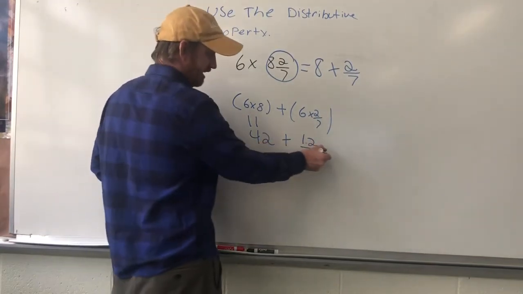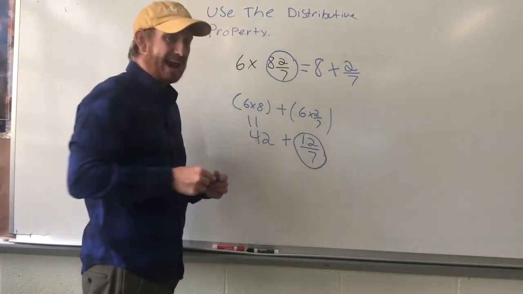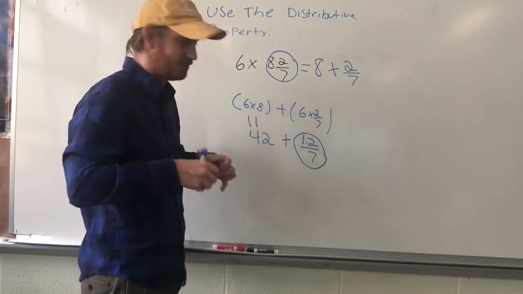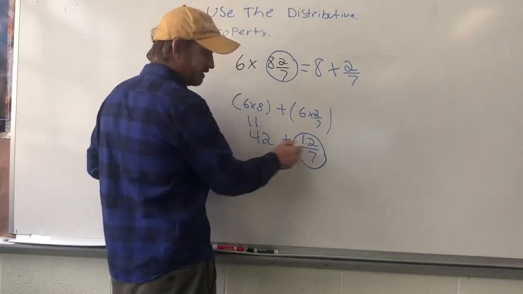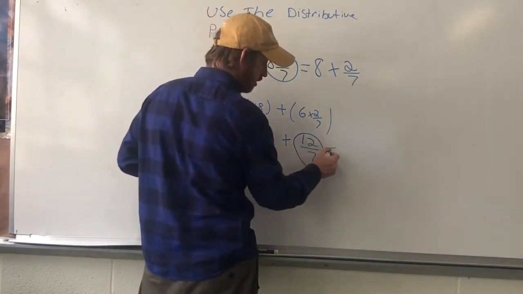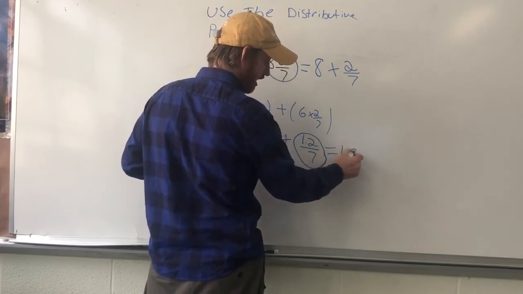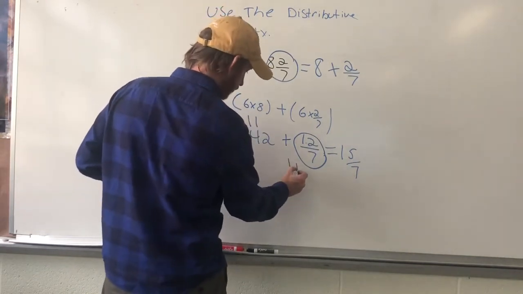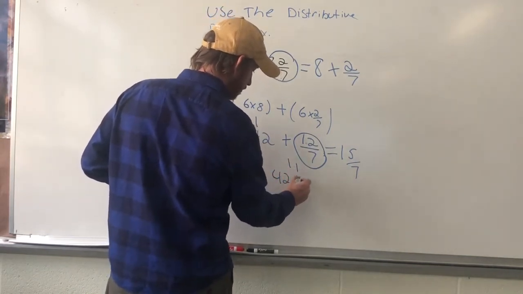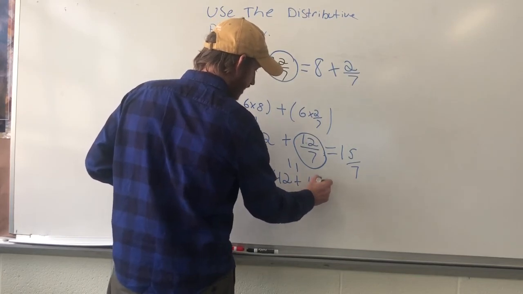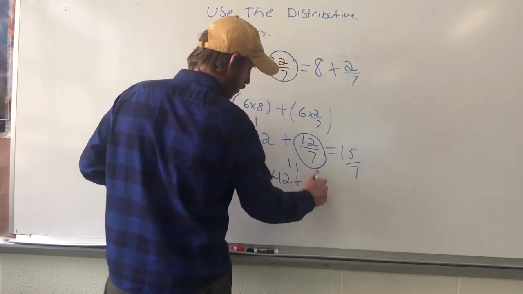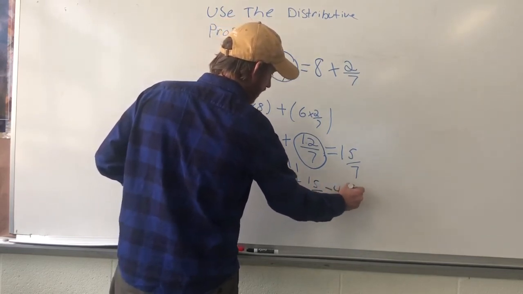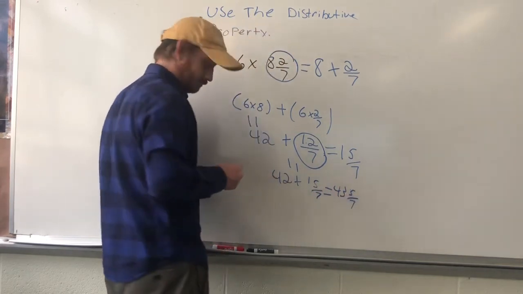But now I see that I have 12 over 7, and I am going to ask you to convert it to the smallest fraction possible. So that 12/7 is going to change to 1 and 5 over 7. So then we have 42 plus 1 and 5/7, which equals 43 and 5 over 7.